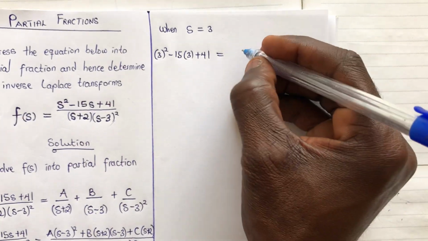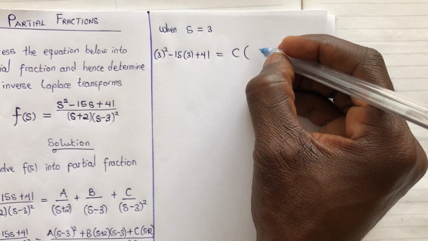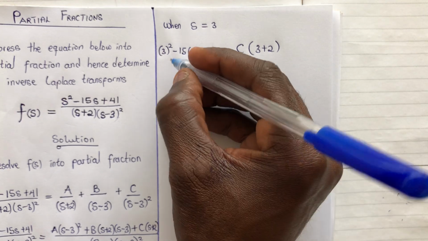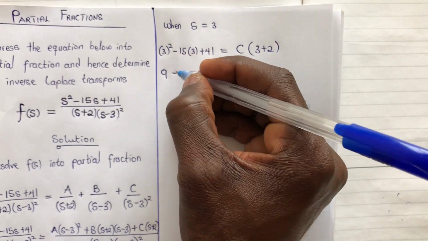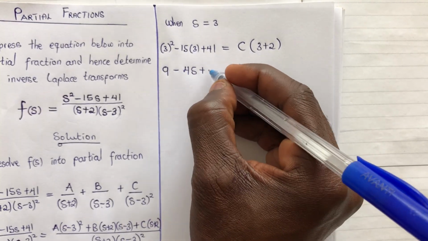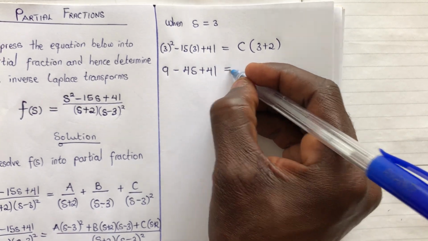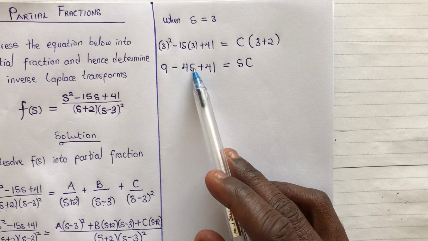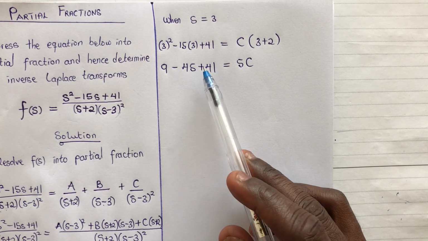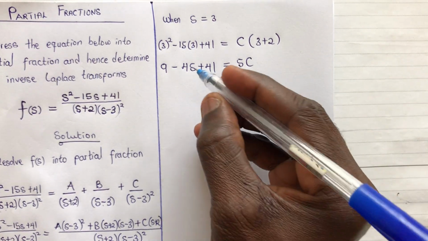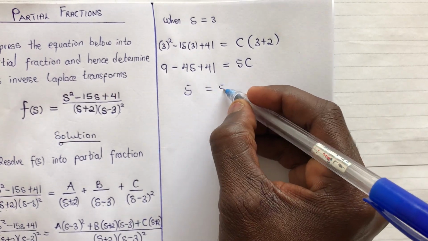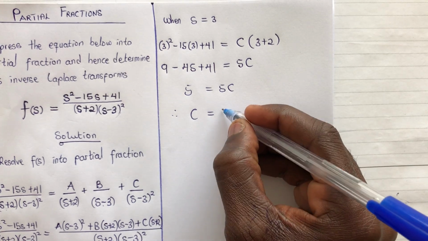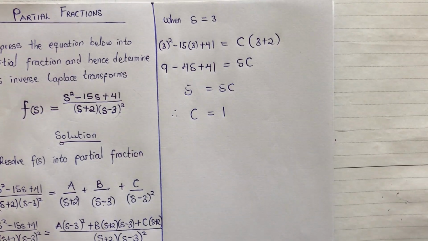So we have equal to c into bracket 3 plus 2. All right, so this is giving us 9 minus 45 plus 41, giving us what? 5c. Okay, so negative 45 plus 41, we have minus 4 plus 9. So we have 5 equal to 5c. So therefore, we have c equal to 1. Okay, divide through by 5.